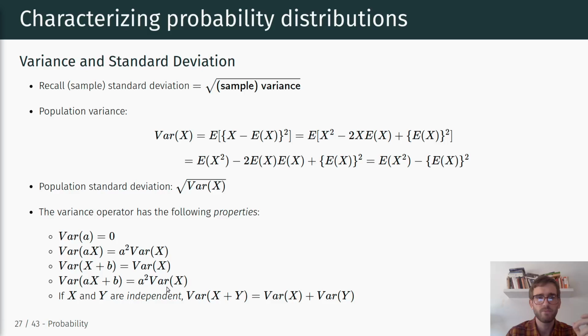And then lastly, if x and y are independent, then the variance of x plus y is just equal to the sum of the variances of x and y. And again, this does not hold if x and y are not independent, right?